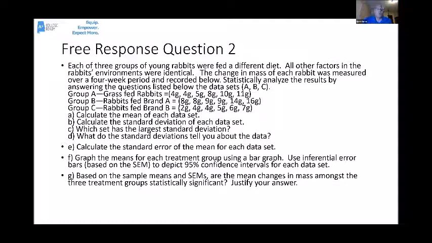All right, so we're essentially looking at how the diet affects the change in mass of rabbits. And we're testing 3 different foods. We're giving some of the rabbits grass, some of the rabbits brand B food, and some brand C food. And this asks us to do a lot of things with the data. Calculate the mean, the standard deviation, and lots of other things. So let's go to the next screen.